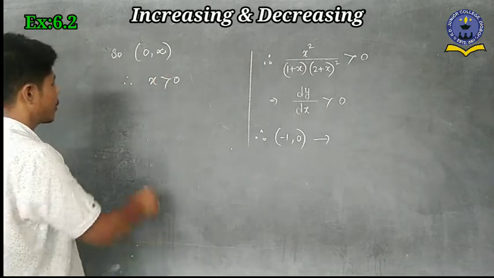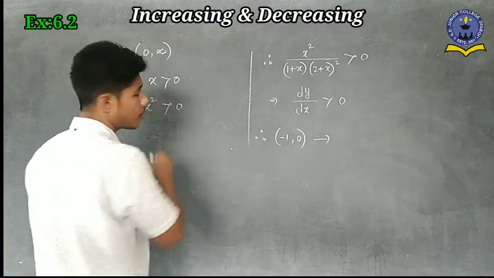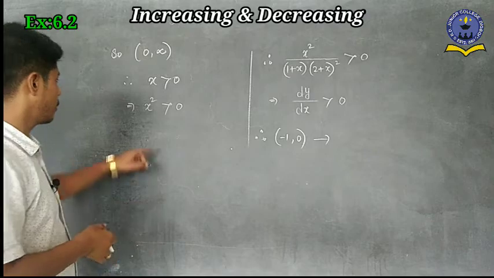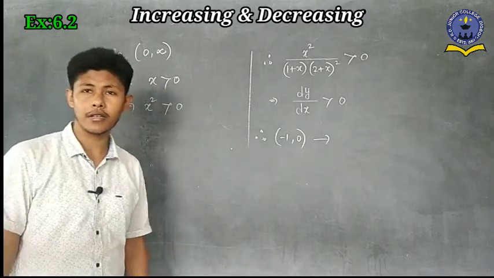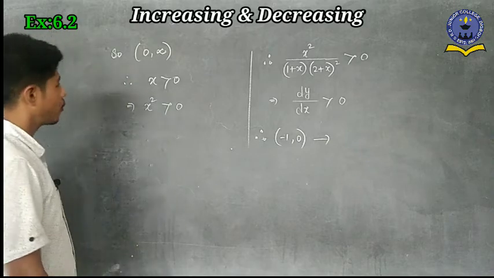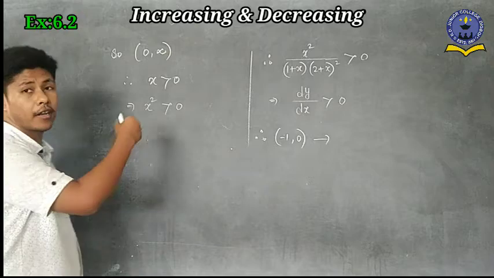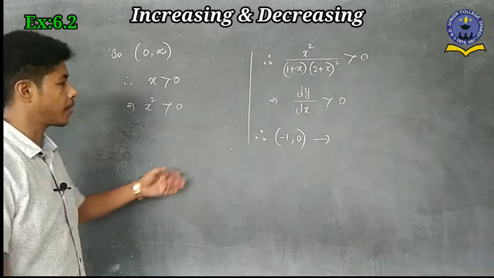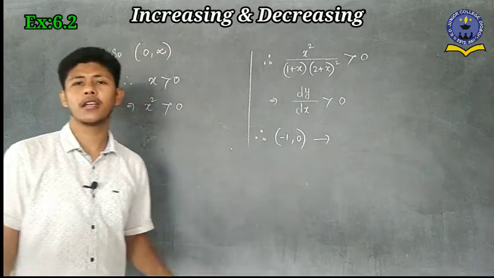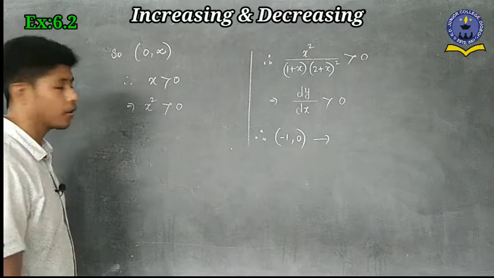Is it not? So if x is greater than 0, easily we can say x squared is greater than 0. So if x is greater than 0, obviously x squared is also greater than 0. Now one more thing here: already we proved x is greater than -1, and that means x plus 1 is greater than 0, already we proved. Similarly, (2 plus x) whole squared is also greater than 0, already we proved.